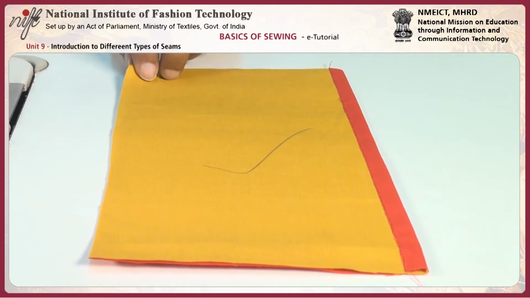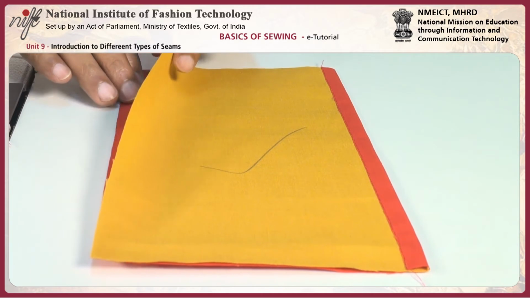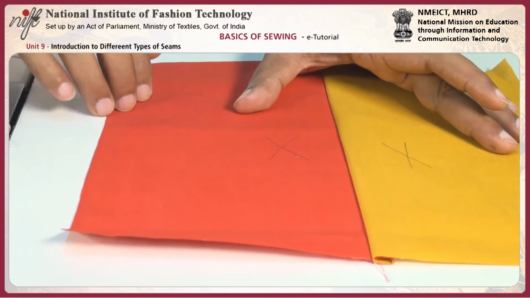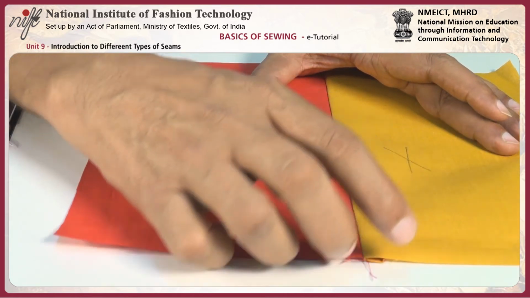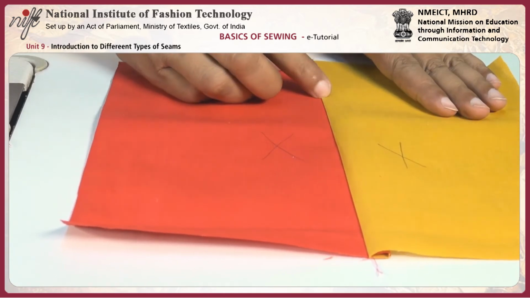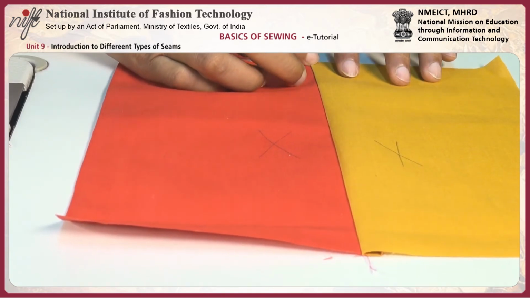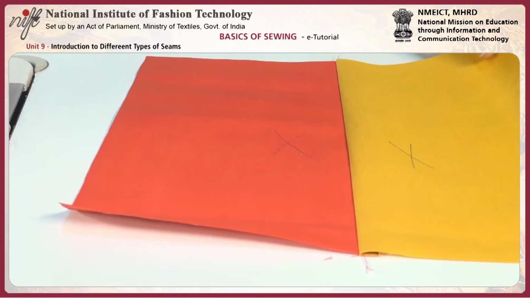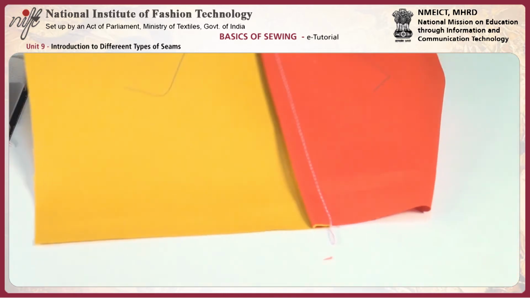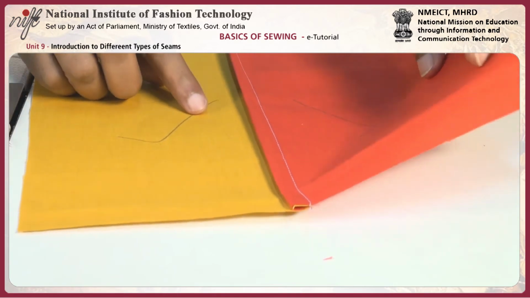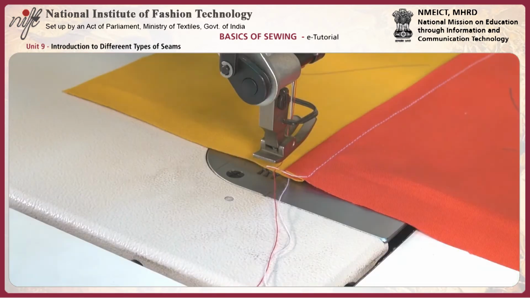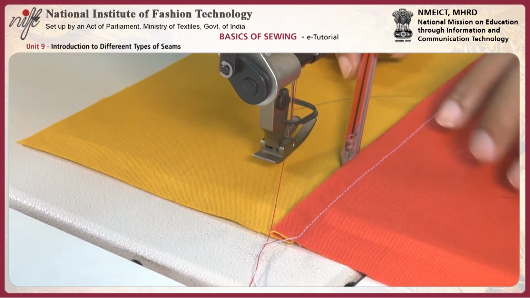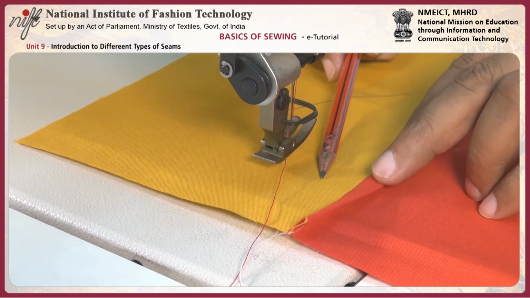Open this ply towards the raw edges side. Nail press it. Wrong side on top. Turn it out. This is the right side. First operation is over. Look at the situation of the first operation.